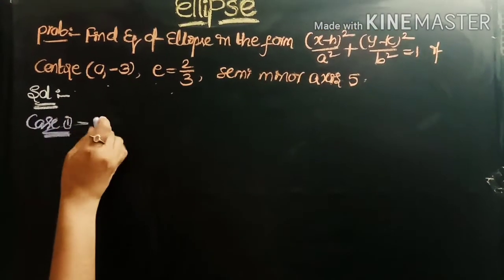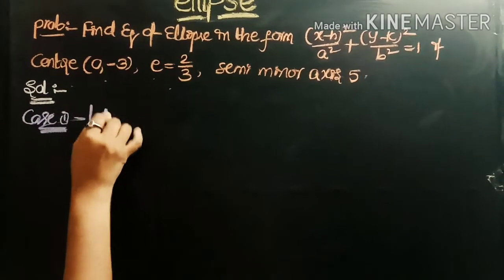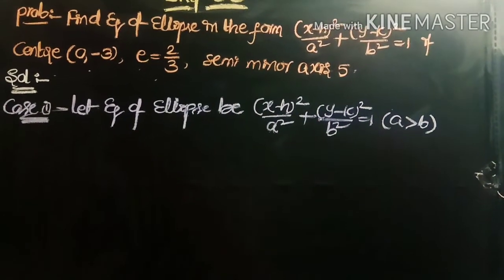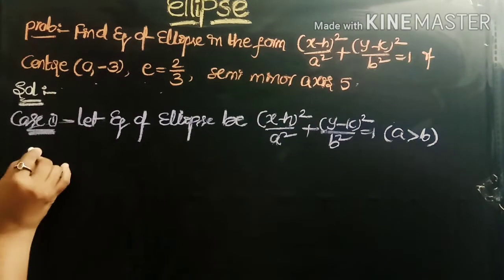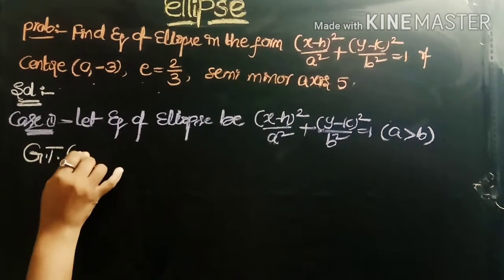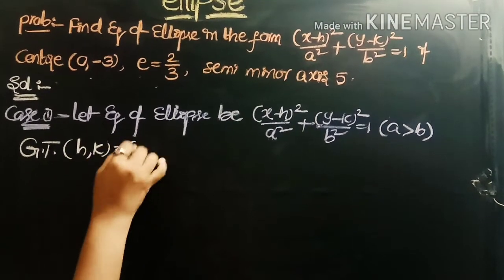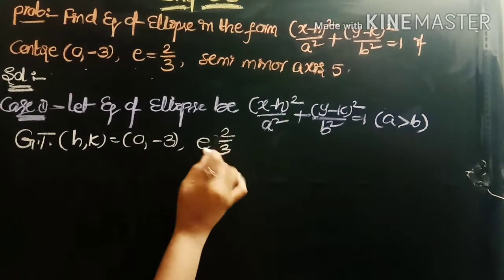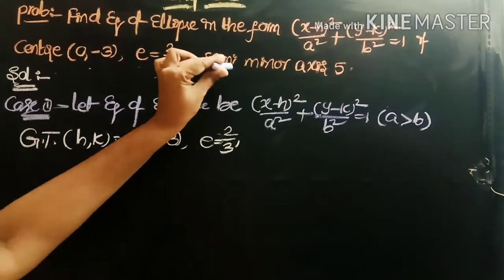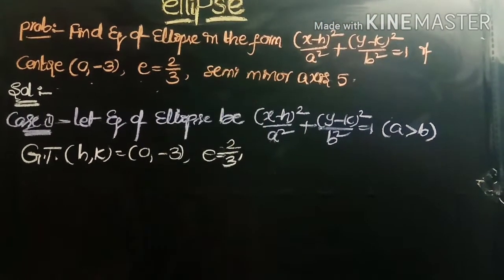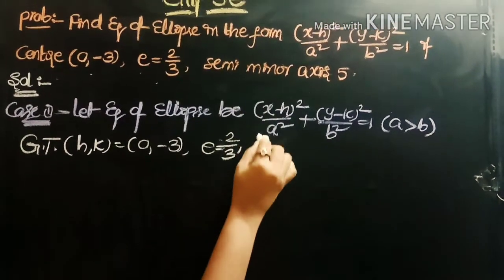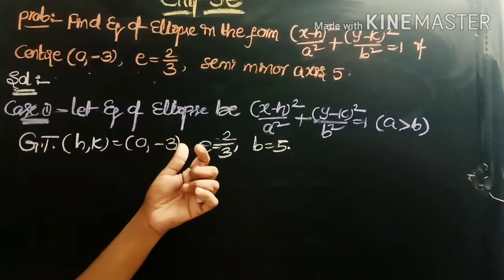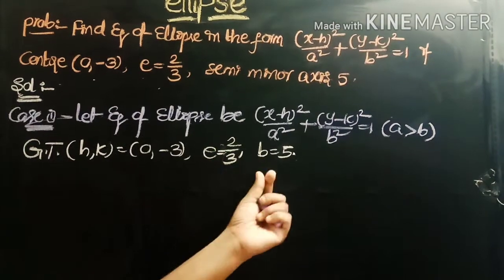In case 1 we are taking the equation of ellipse as (x minus h) whole square by a square plus (y minus k) whole square by b square is equals to 1, a greater than b. Now we are writing the given data. Given that center is equals to 0, minus 3, that is h, k is equals to 0, minus 3, and eccentricity e is equals to 2 by 3, and semi-minor axis. In the first case we take that semi-minor axis value is equals to b. Minor axis is equals to 2b. Semi-minor axis means half of the value. That is b is equals to 5.